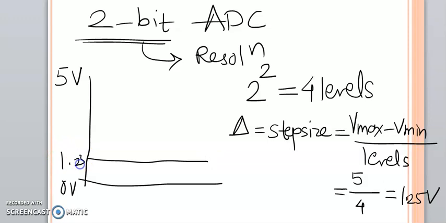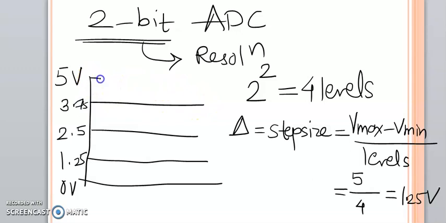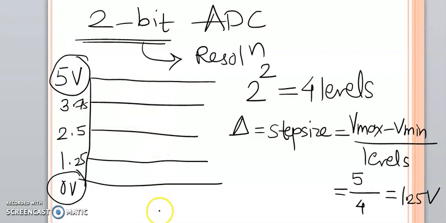So here I am going to mark these steps now. The first step will be 1.25, then the second will obviously be 2.5, then the third will be 3.75, and here this will be the last step. So accordingly the 0 to 5 volt range is divided into 4 levels. Now for every level there must be a digital value. So how these 4 levels can be determined, that we will see.